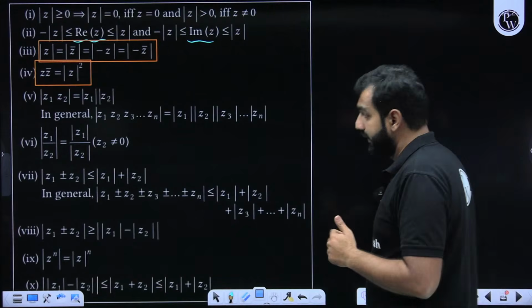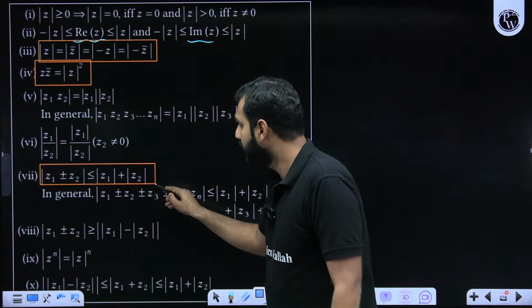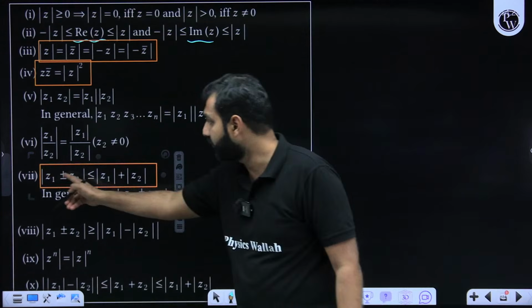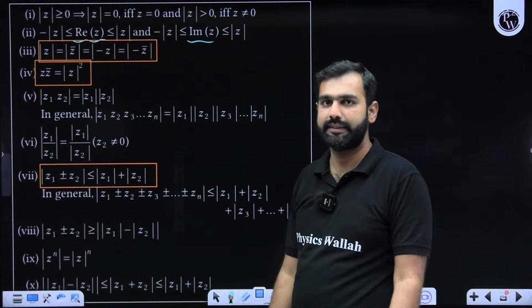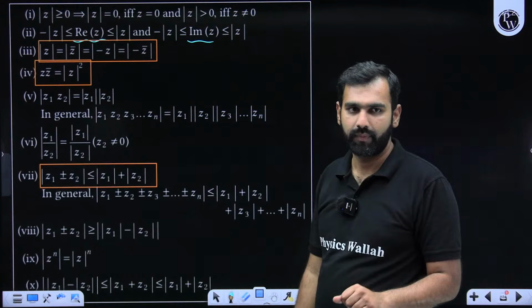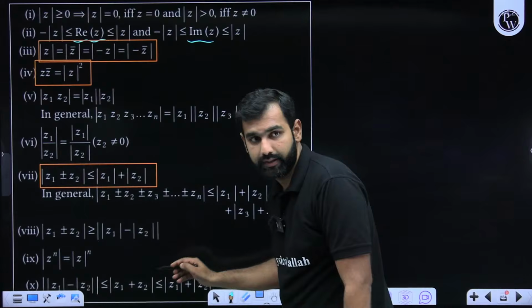Now, the triangle inequality, which we have discussed, that here, the magnitude of sum or difference of two complex numbers is always less than equal to the sum of their individual moduli. Don't forget that. From here, one more conclusion is there, that great, thank you so much.